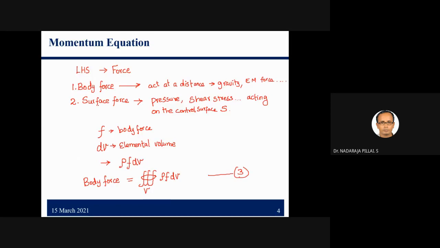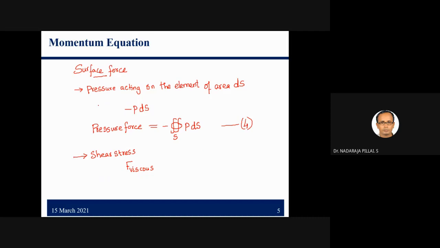In the left hand side equation, we have body force and surface force. In the body force, in equation 3, we have mentioned rho f dV, where rho is the density and f is the body force and dV is the elemental volume. And then the surface force, we have two forces: one is pressure force and another one is shear force.